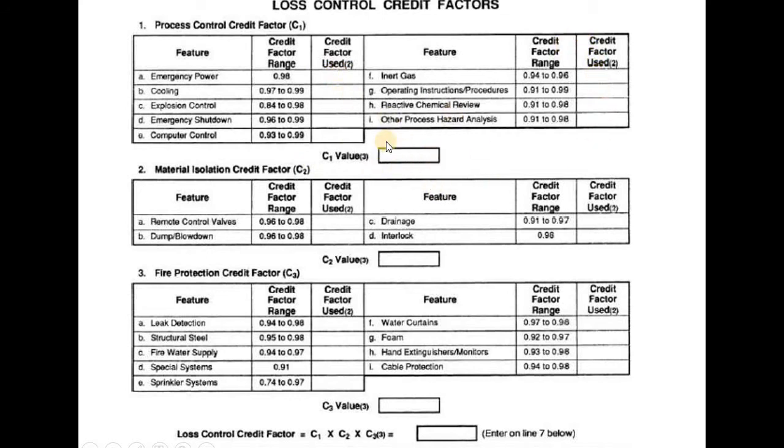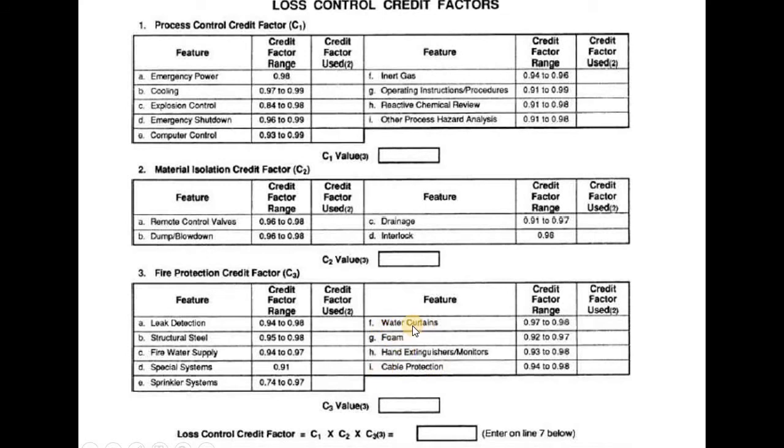And this added credit value will also identify, let me continue, my material restoration credit factor, that I have all my control valves remote and everything is under control. I don't dump things. I have a blowdown. I have also a drainage system, an interlock system also. For fire protection, I have leak detection. I have fire water supply. So I have everything. I have extinguishers and I have a protection for all my cables. I have foam to put off my fires.